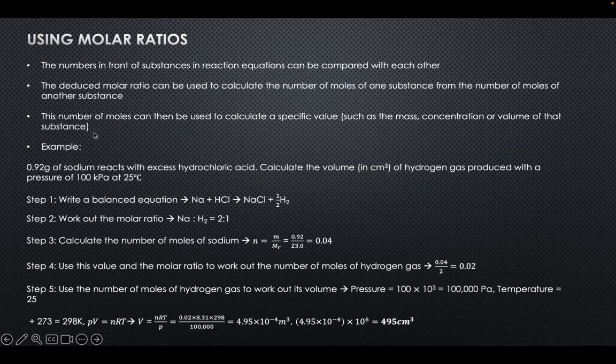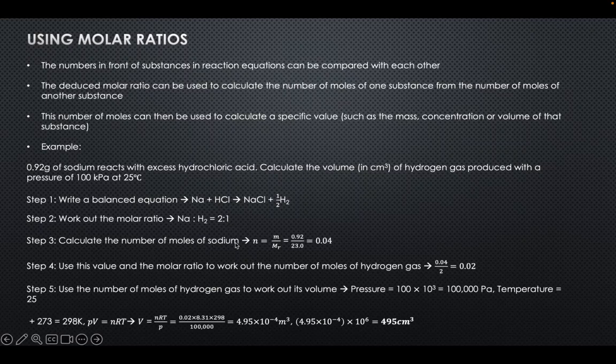So we've got an example here. 0.02 grams of sodium reacts with excess hydrochloric acid. Calculate the volume in centimeters cubed of hydrogen gas produced with a pressure of 100 kilopascals at 25 degrees Celsius. So for any question like this, our first step would be to write out the balanced equation. So we've got sodium plus hydrochloric acid forming sodium chloride plus hydrogen. And we've balanced it by putting a half in front of this hydrogen here. So we then work out the molar ratio. Sodium to hydrogen is going to be our molar ratio we're interested in, and that's 2 to 1.